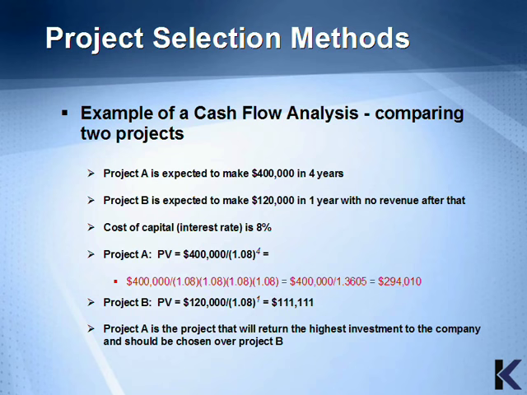Project A's present value is $400,000 divided by 1.08 raised to the 4th power. The end result of this is $294,010. Project B's present value is equal to $120,000 divided by 1.08. This equals $111,111. Project A is the project that would return the highest investment to the company and should be chosen over Project B.